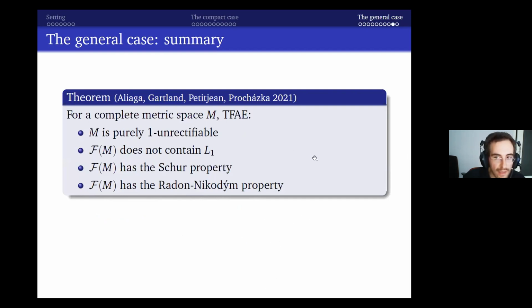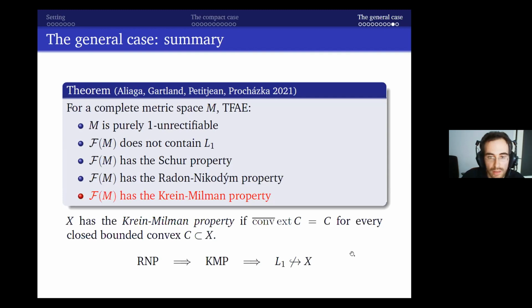And as an easy corollary of this, we also get some other properties here for free, which are properties that usually lie between the RMP or the Schur property and not containing capital L1. Probably the most important of these is the Krein-Milman property.